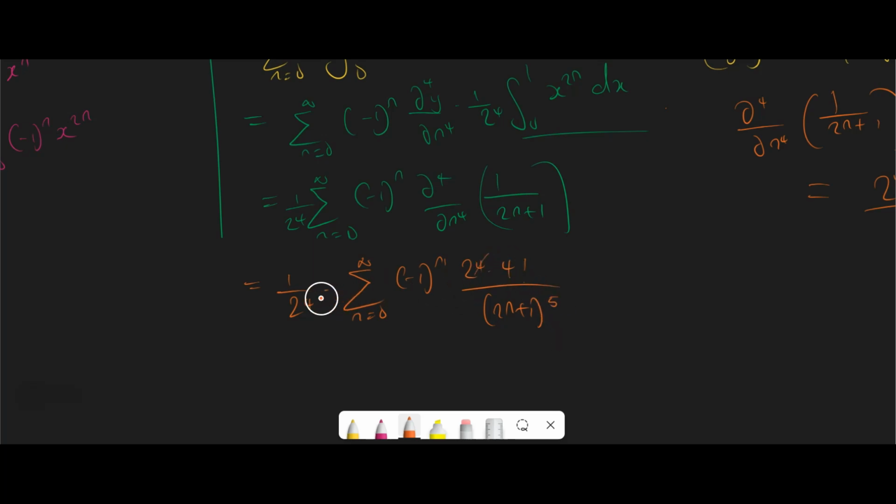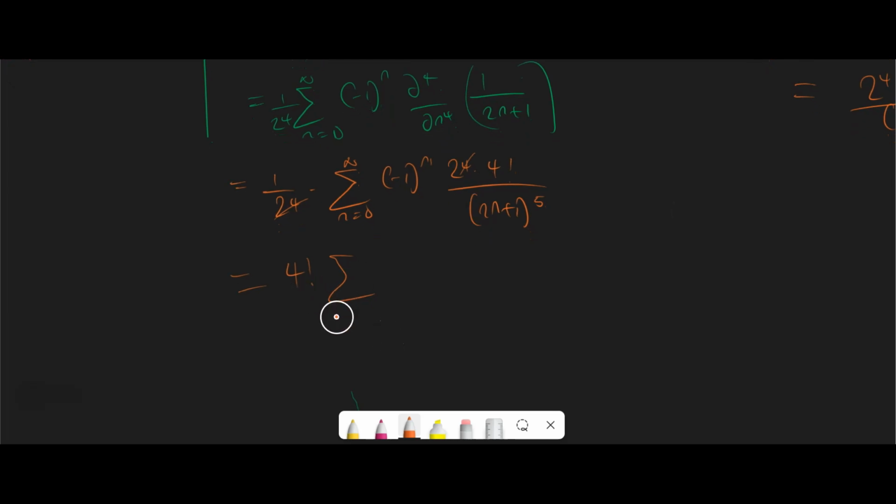Now, of course, this cancels out, and so you have 4 factorial multiplied by the sum as n runs from 0 to infinity of negative 1 to the n, all divided by 2n plus 1 to the 5th power. Notice that the Dirichlet beta function, beta of s, is the sum as n runs from 0 to infinity of negative 1 to the n over 2n plus 1 to the s power.